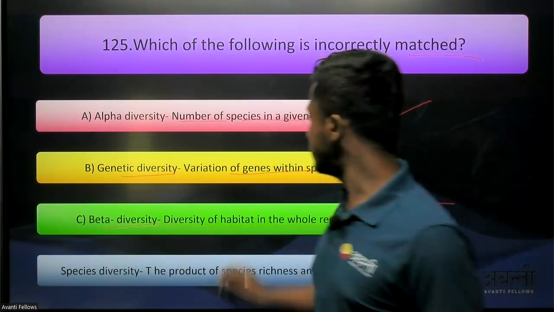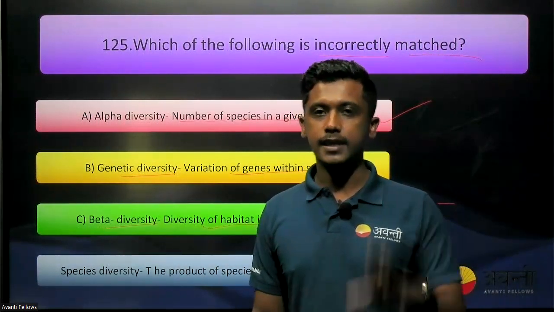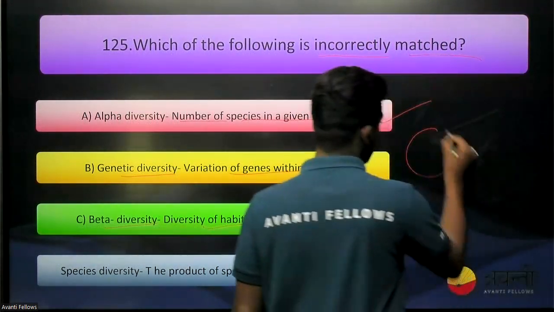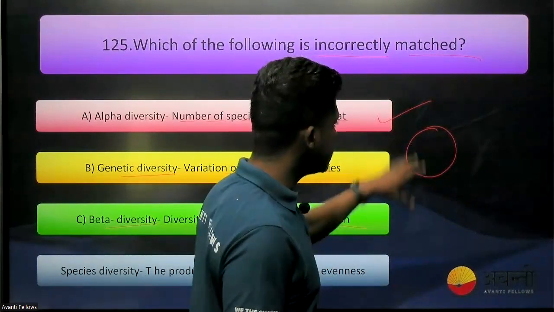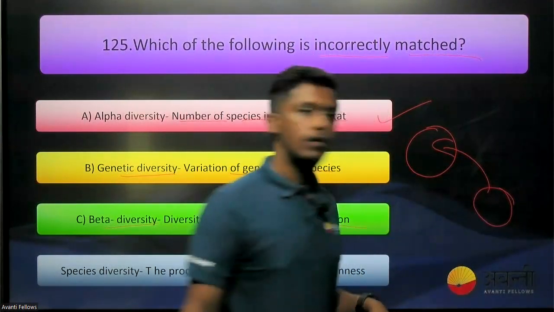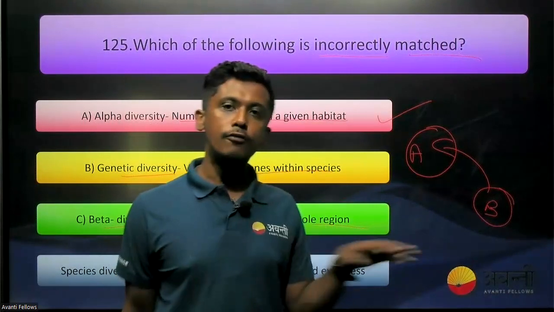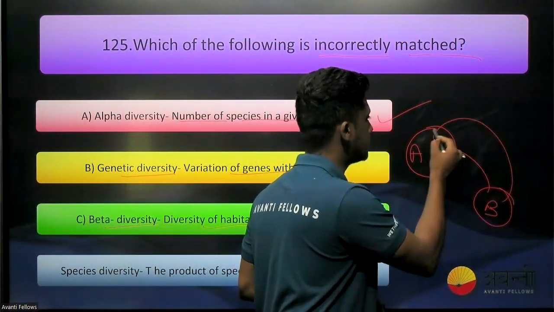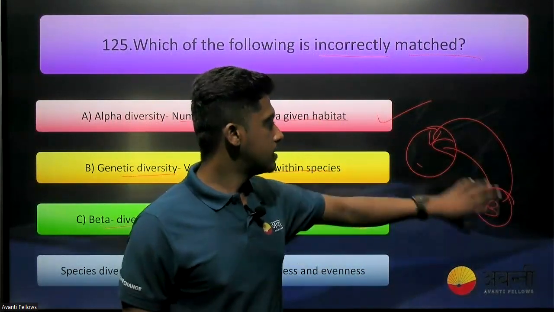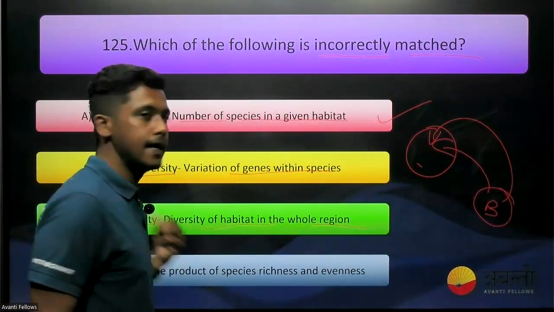Beta diversity, diversity of habitat in the whole region. Now, when we talk about beta diversity, just imagine one thing. We have a community, a group. Now, how fast can this group be replaced by another group? Let us say we have a community A and community B. How fast can community B be replaced by community A, or community A by community B? Whenever a complete community can be replaced by others, that is called beta diversity.